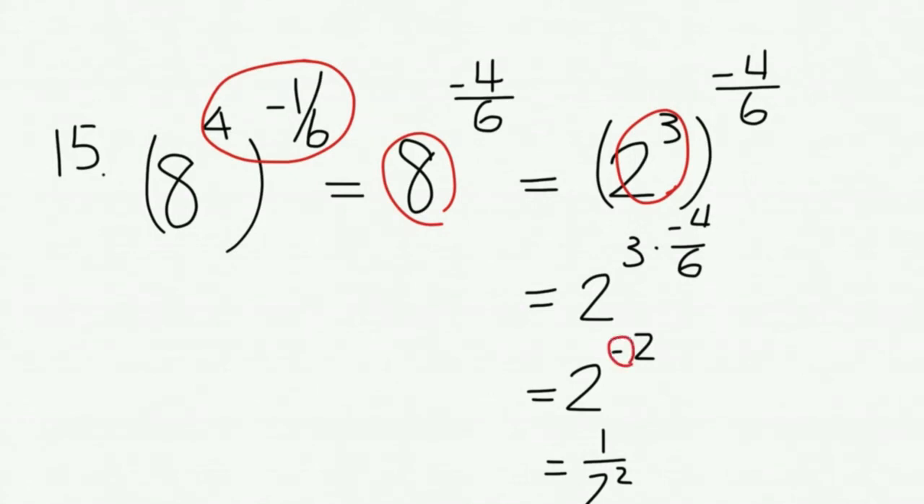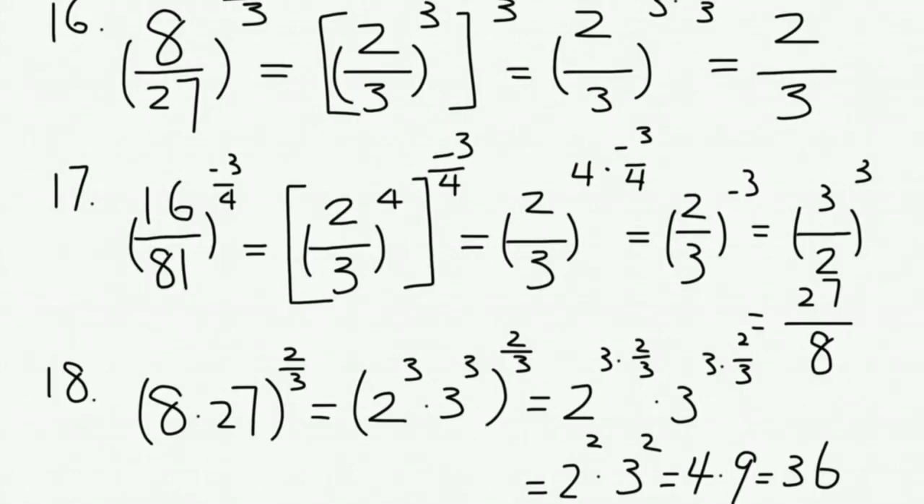Again, with the negative exponent, I put the number at the denominator to get rid of that negative exponent. 2 raised to the 2nd power equals 4. So the answer for number 15 would be 1/4.